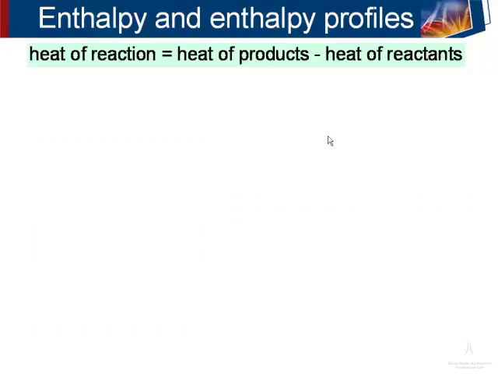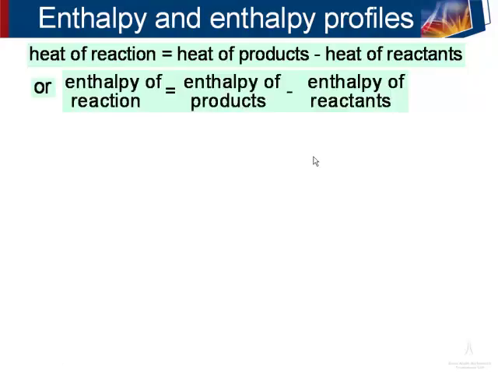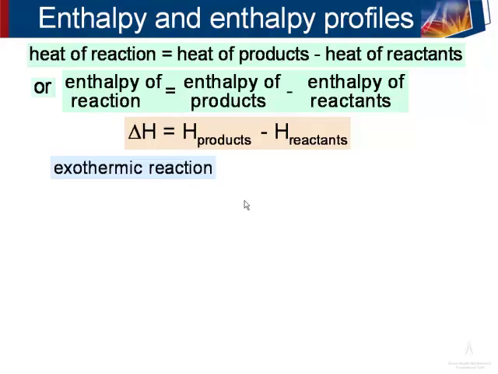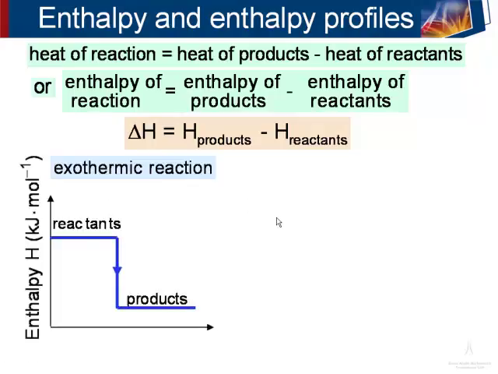Now we said that enthalpy is the heat of the reaction, and the heat of the reaction is basically the heat of the products minus the heat of the reactants, or the enthalpy of the reaction equals the enthalpy of the products minus the enthalpy of the reactants. And so the formula is delta H equals H of products minus H of the reactants.